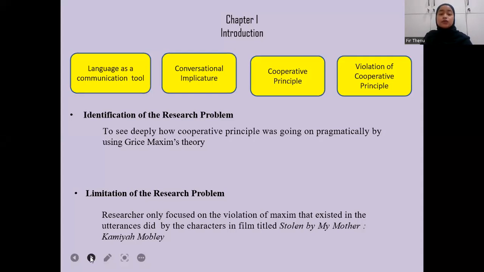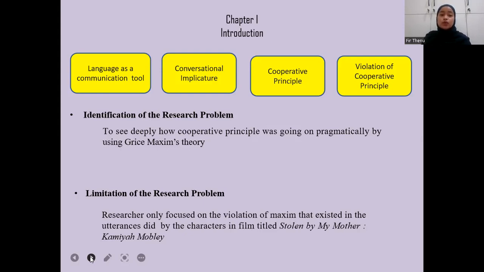Okay, let's come to chapter 1. Language as a tool of communication must involve the cooperative principle to achieve effectiveness in conversation. For this research, the researcher chose the movie Stolen by My Mother: Kamiyah Mobley (2020) as the object of the research because this film was based on a true story, and it was built from the main character Gloria's lies to cover the truth of the story.